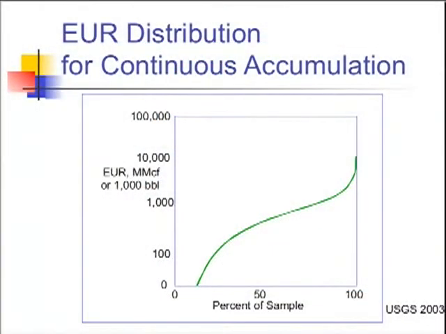And so here we have a distribution, estimated ultimate recovery in millions of cubic feet of gas or thousands of barrels of oil versus percent of sample having that particular EUR. All right. This particular distribution, modified as needed, is used to make some forecast about what's likely to happen in the part of the accumulation unit that has not yet been drilled. And so it's possible to come up with a complete probabilistic distribution of what to expect in the future.